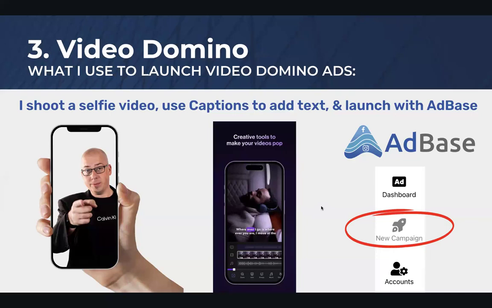And then I launch it with ad base. I go into new campaign, choose a blank campaign, upload the video, and launch it from there to my target audience. That's how you launch your video domino ads. Again, if you want to, write this down. I shoot it on my cell phone, upload it to the Captions app, which adds all the text on the video, and then I launch it with ad base in a new campaign.